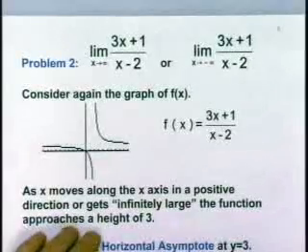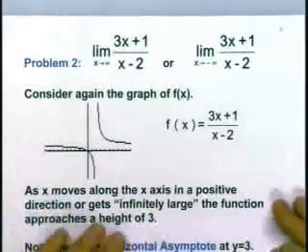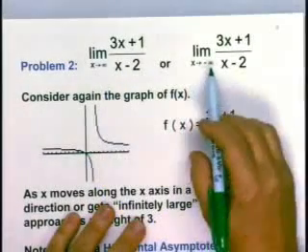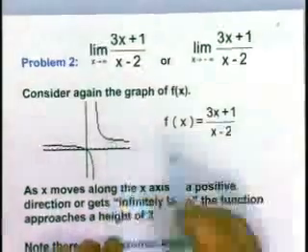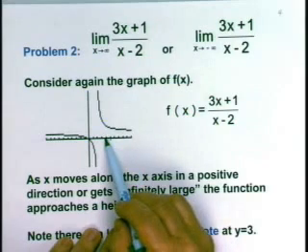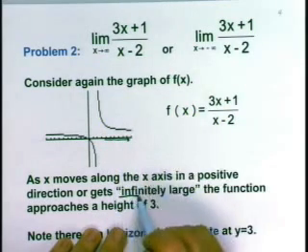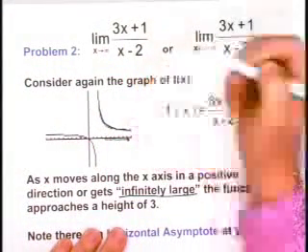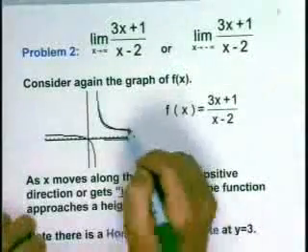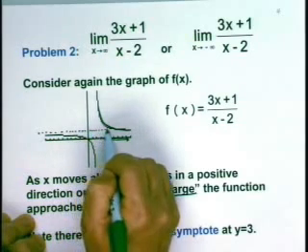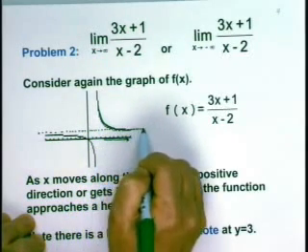Let's take another look at this same function, (3x + 1) over (x - 2), and let's try to find the limit as x approaches infinity or as x approaches negative infinity. Again, let's look at the graph. Notice that as x moves along the x-axis in a positive direction, or as x gets infinitely large, the function is moving in this direction and is actually approaching a height of 3. There is a horizontal asymptote at y equals 3.